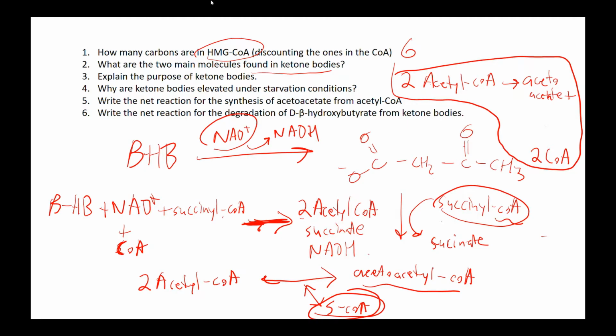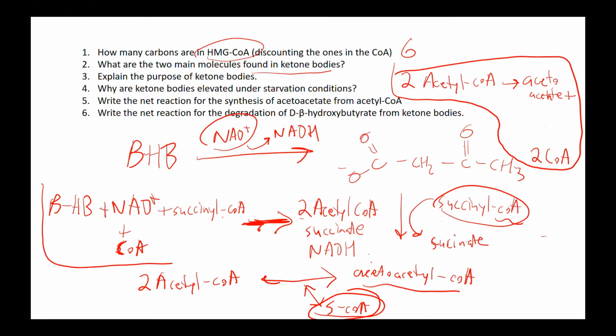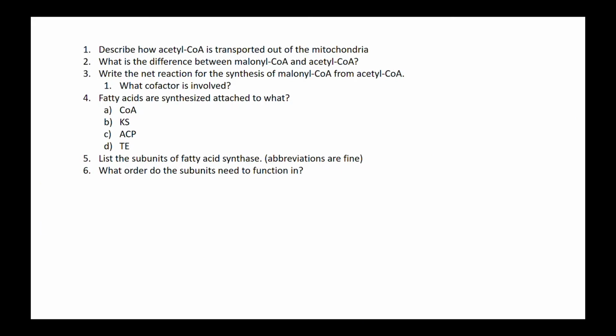Alright, so just to review and finish that one up, our last reaction equation basically is going to be right here. So for number 6, beta hydroxybutyrate plus NAD plus succinyl-CoA plus CoA gives us 2 acetyl-CoAs, succinate, and NADH. Alright, our last one here, I'll give you about 1 minute to work on this one, and then 1 or 2 minutes, and then I will resume with the lecture part.